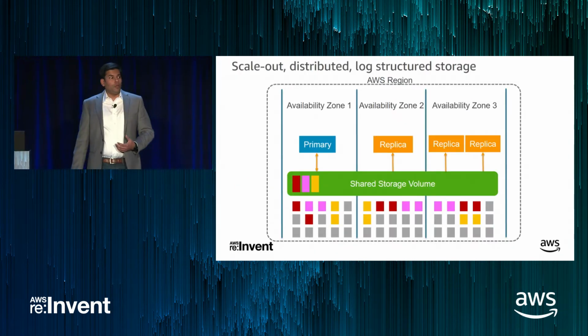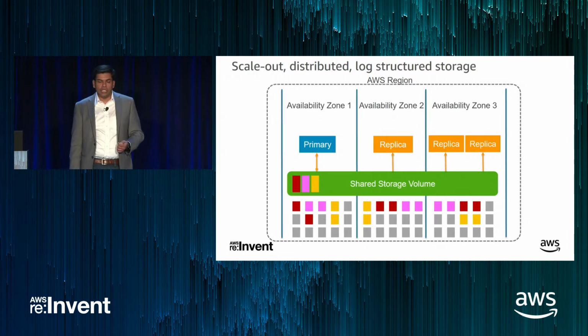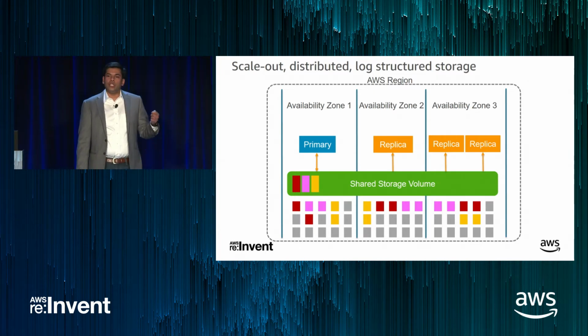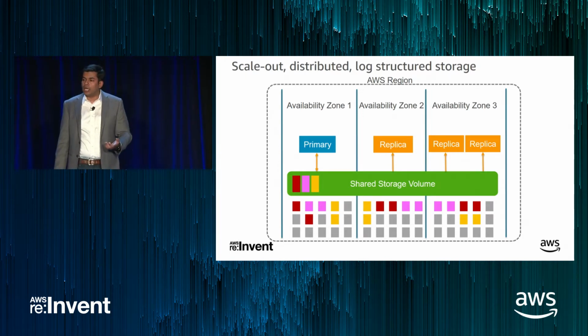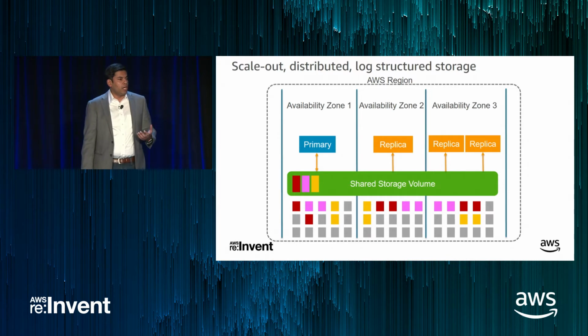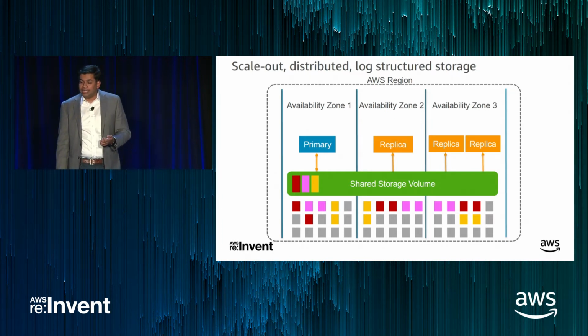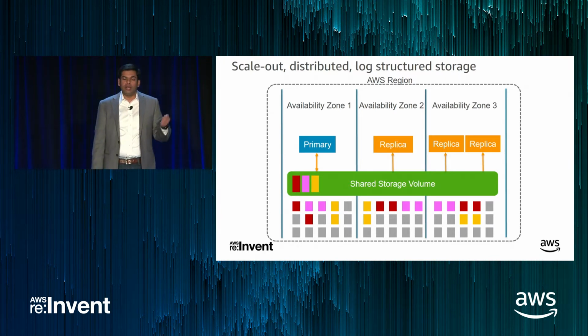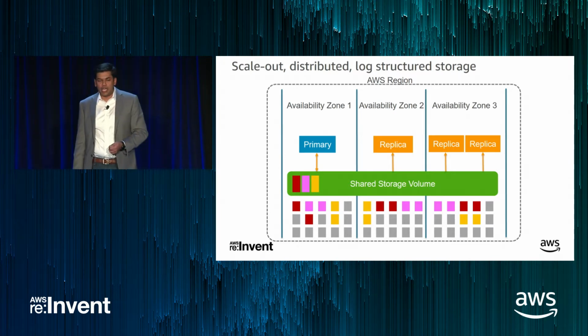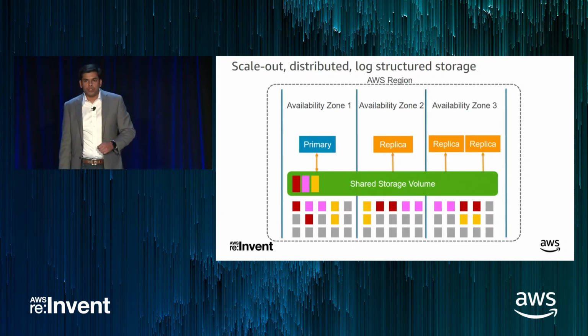Now, there's a lot of innovation that has gone into building Aurora. But if there's one fundamental key innovation that I'm going to talk about, it's going to be the storage layer. In a traditional database, you have different layers. There's query processing, there's caching, there's logging, and there's storage. So what we have done is we have taken the logging and storage layers and created a purpose-built, scaled-out, distributed, log-structured storage volume. What this does is takes your data, copies it over 6 times into 3 availability zones.